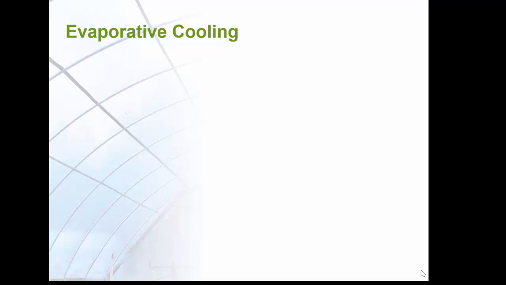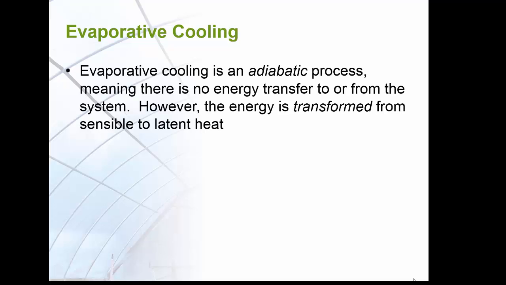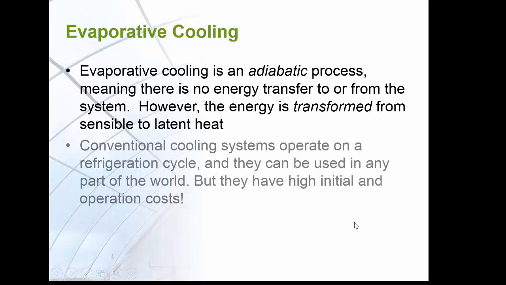Another example process for air conditioning or psychrometric process is the evaporative cooling process. Evaporative cooling is also defined as an adiabatic process, meaning that there is no energy transfer to or from the system. However, the energy is transformed from sensible heat to latent heat in this air conditioning process.